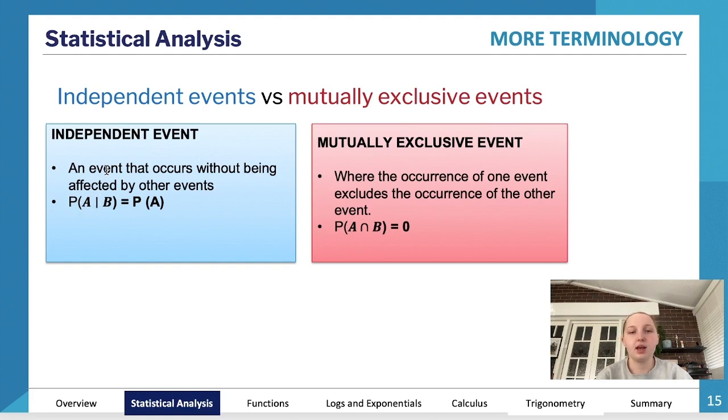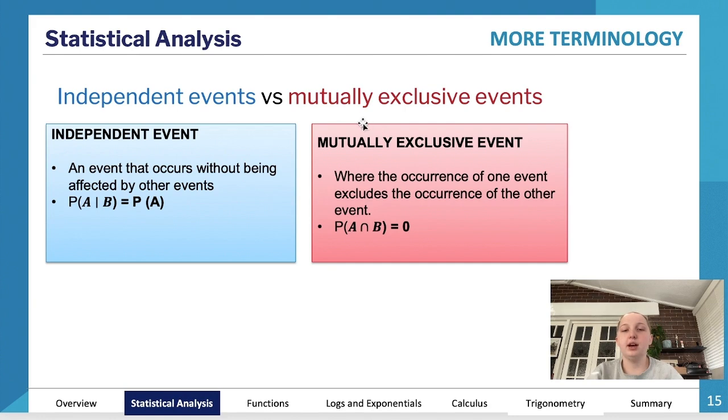Okay. And then we've got mutually exclusive events. These are events where the occurrence of one event will exclude the occurrence of the other, where P of A and B is equal to 0. An example for this is if the probability of rolling a 1 on a dice is A, and the probability of rolling a 2 on a dice is B, and you're only rolling the dice once, you can't get A and B, right? You're not going to get 1 and 2 when you roll the dice if you're only rolling it once.